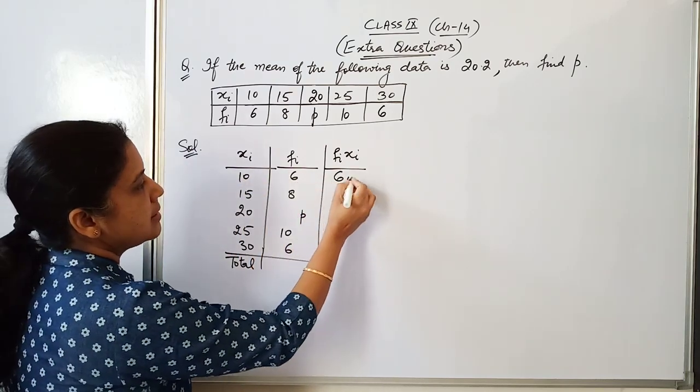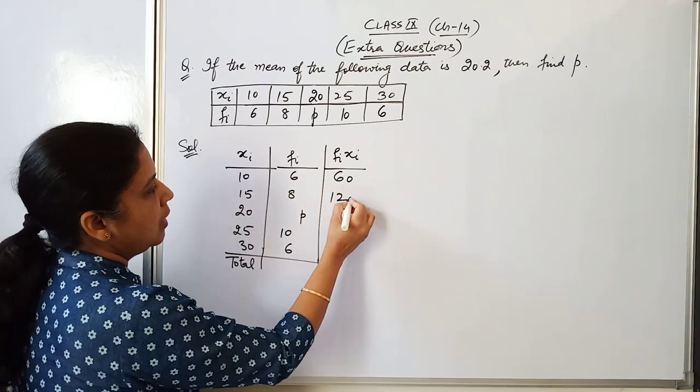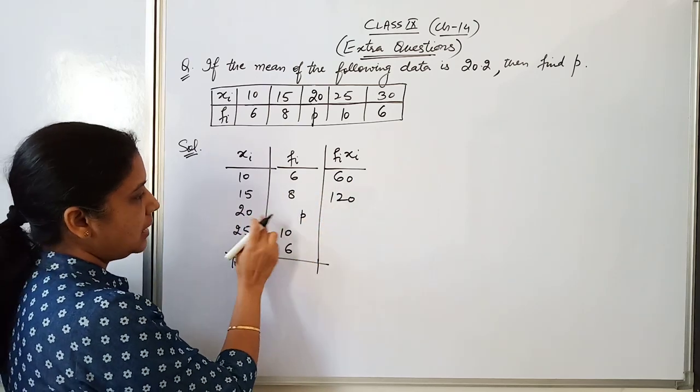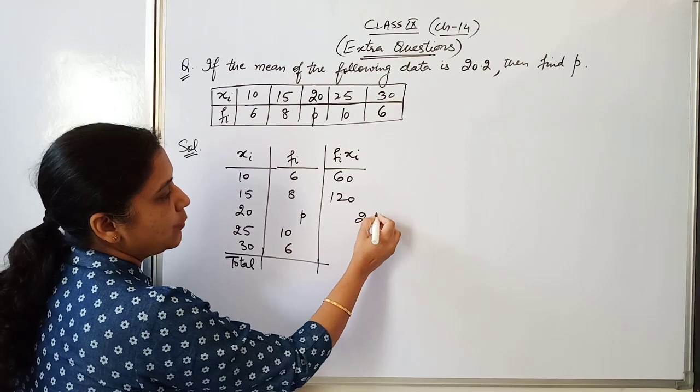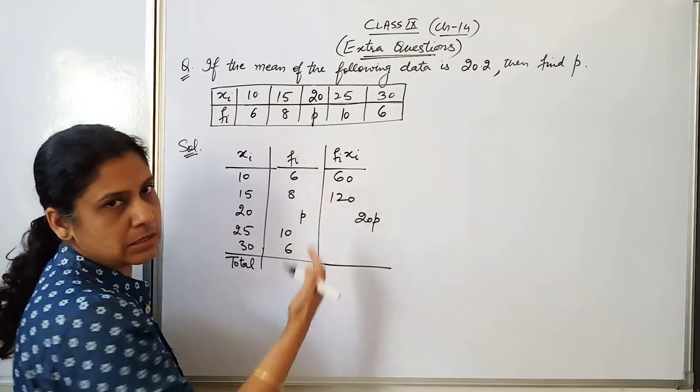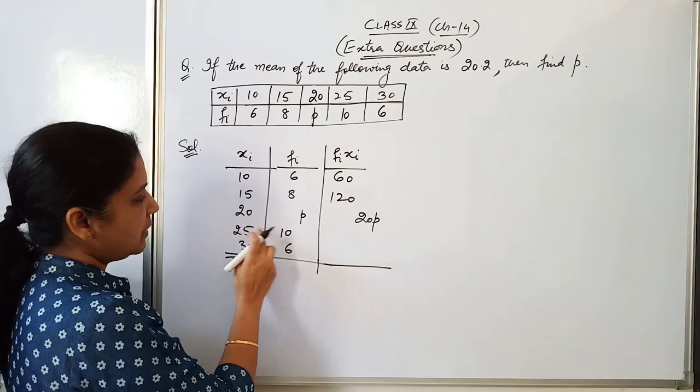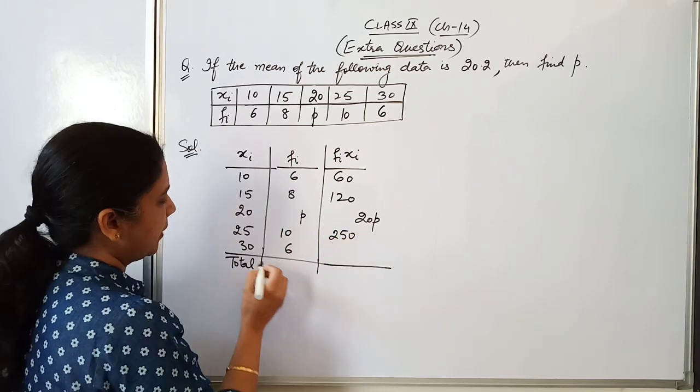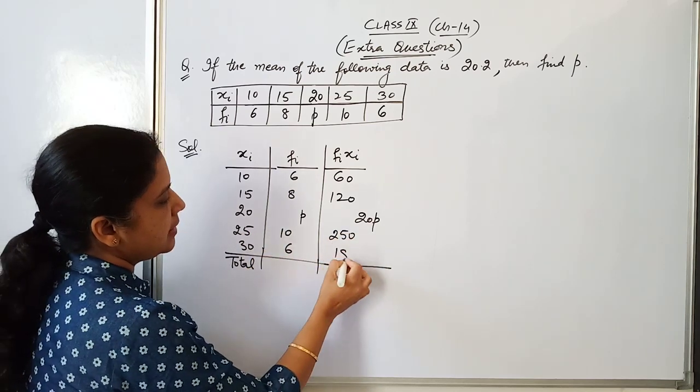10 6s are 60, 15 8s are 120. Next is 20 into P. So it is also a variable. I am going to write it slightly on the RHS, slightly moved. 25 into 10 is 250. 30 into 6 is 180.